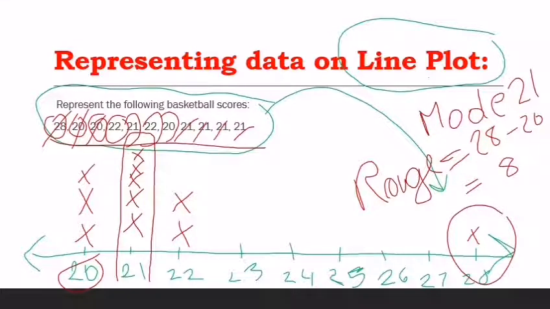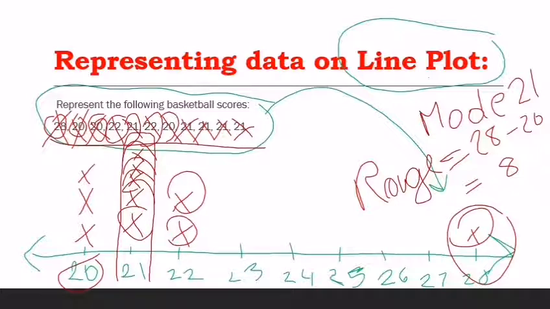What about the median? The median, it means I need to order your data from least to greatest. So here I have how many scores? 1, 2, 3, 4, 5, 6, 7, 8, 9, 10, 11. Okay, so if I want to put them in order, it will be 20, 20, 20, 21, 21, 21, 21, 21, 22, 22, and then 28. I ordered my data. Now you can pick the middle value.